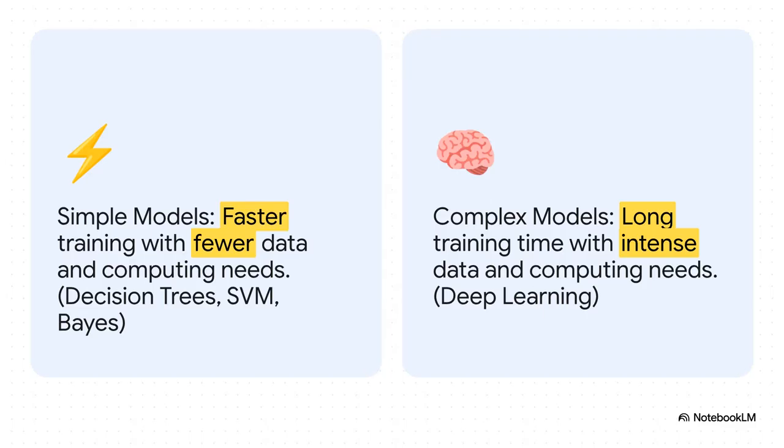And right away, you hit the fundamental trade-off in machine learning. On one side, you have your simpler models, things like decision trees or support vector machines, SVMs for short. They're quick, they're efficient, they don't need a ton of data. But on the other side, you've got these complex deep learning models that demand huge amounts of computing power and data, but they can pull off some pretty incredible things. The real art is matching the power of your tool to the complexity of your problem.